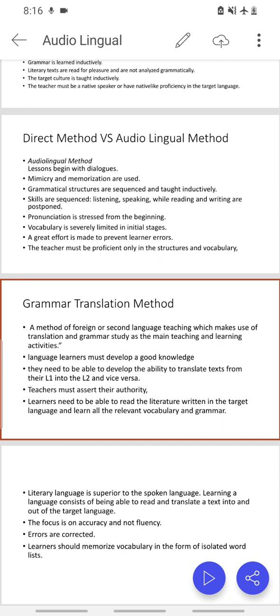Then the focus is on accuracy, not fluency. I have already discussed this. Errors are corrected if someone is making an error. Unless and until the students learn how to avoid that error, the teacher will not move forward. And learners should memorize vocabulary, and definitely they memorize the vocabulary according to their dictionary meanings. So this is all about these methods.